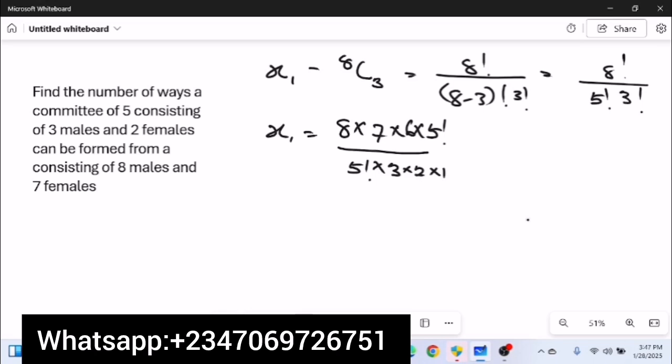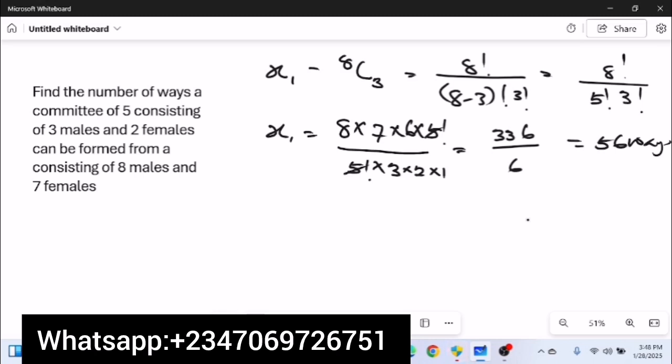So from here, 8 factorial cancels out. This cancels this. So we now have 8 times 7 times 6, that gives us 336. Divide by 3 times 2 times 1, which is 6. So this simply gives us 56 ways. So the number of ways of selecting 3 males from 8 males is simply 56 ways.